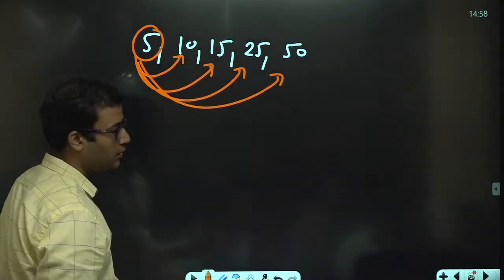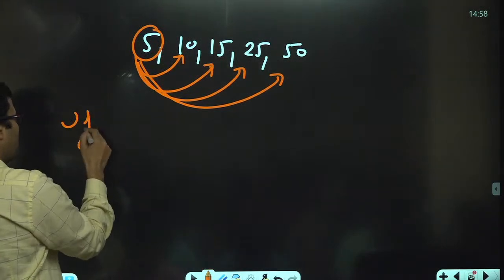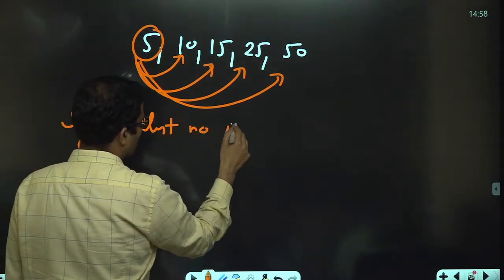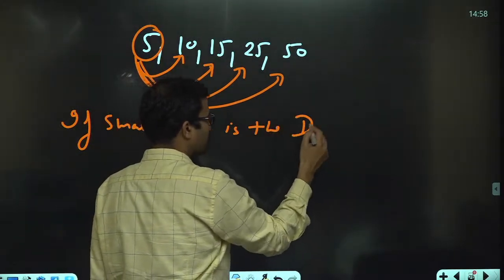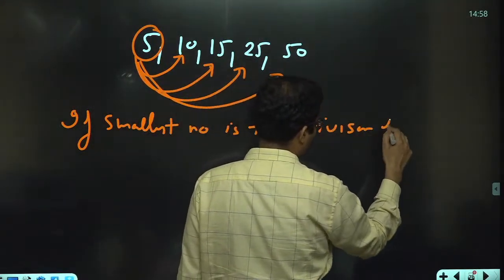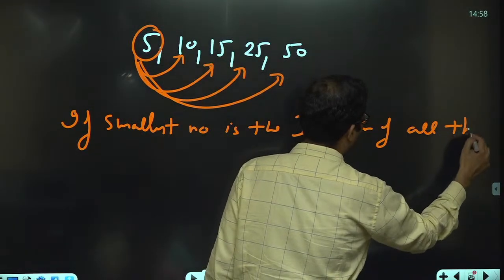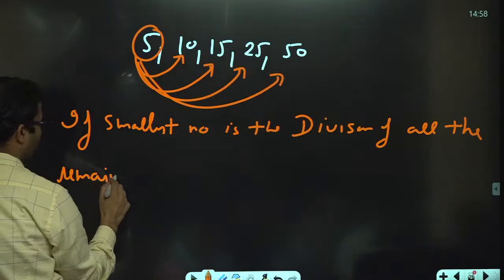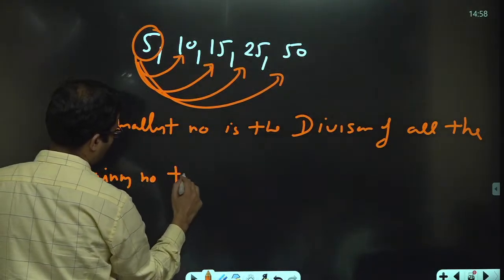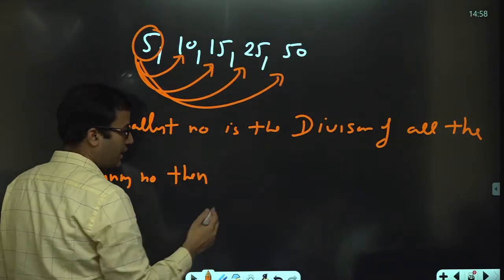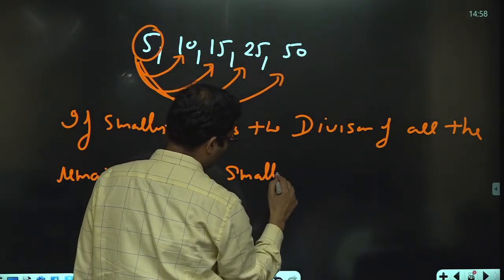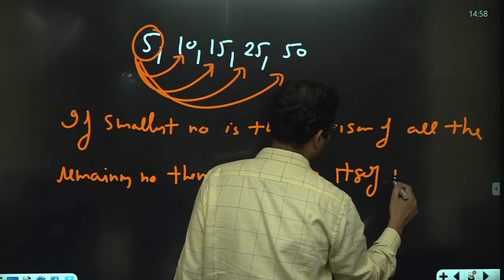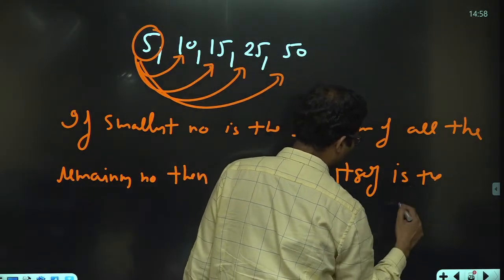You write, लिख लो, if the smallest number is the divisor of all the remaining numbers, then the smallest number itself is the HCF.